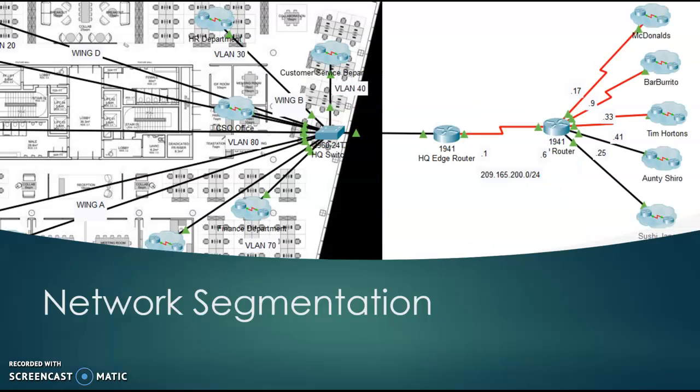Our network segmentation is currently: we have a HQ with all the departments and all the offices. We have a HQ switch that is connected to an edge router, which is connected to an ISP router, which is also connected to the consumers.